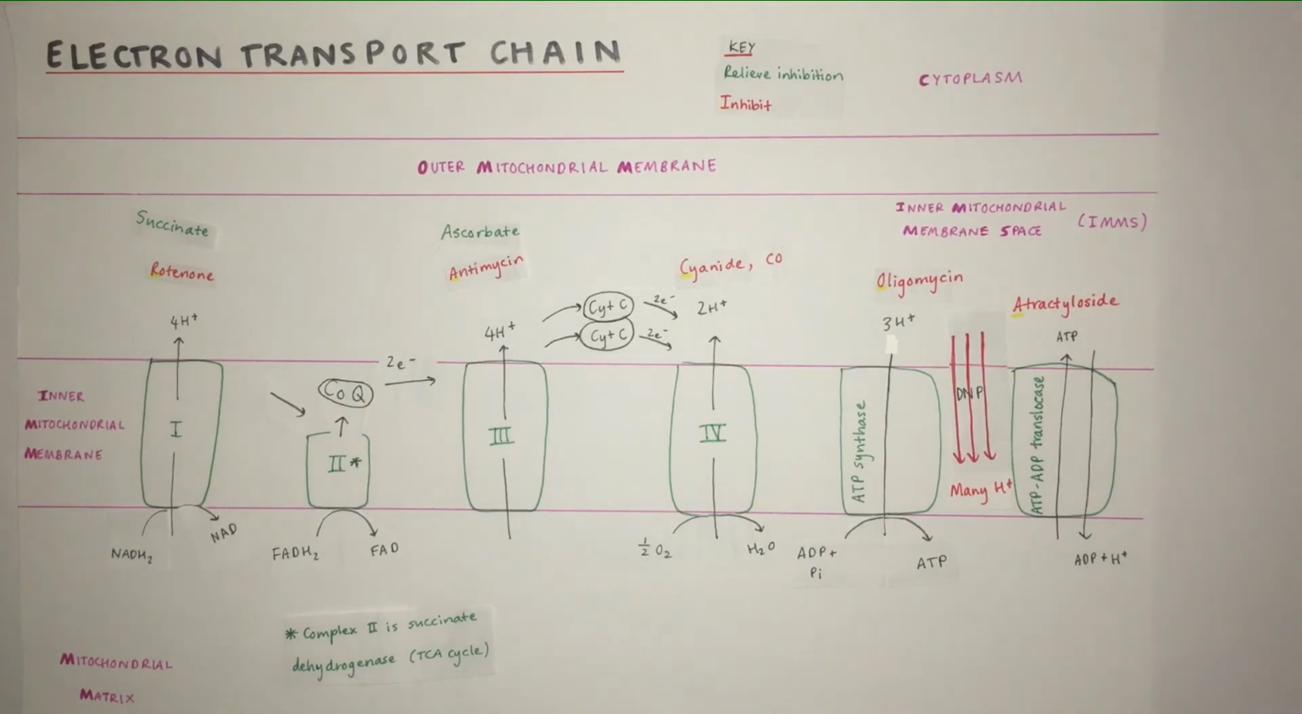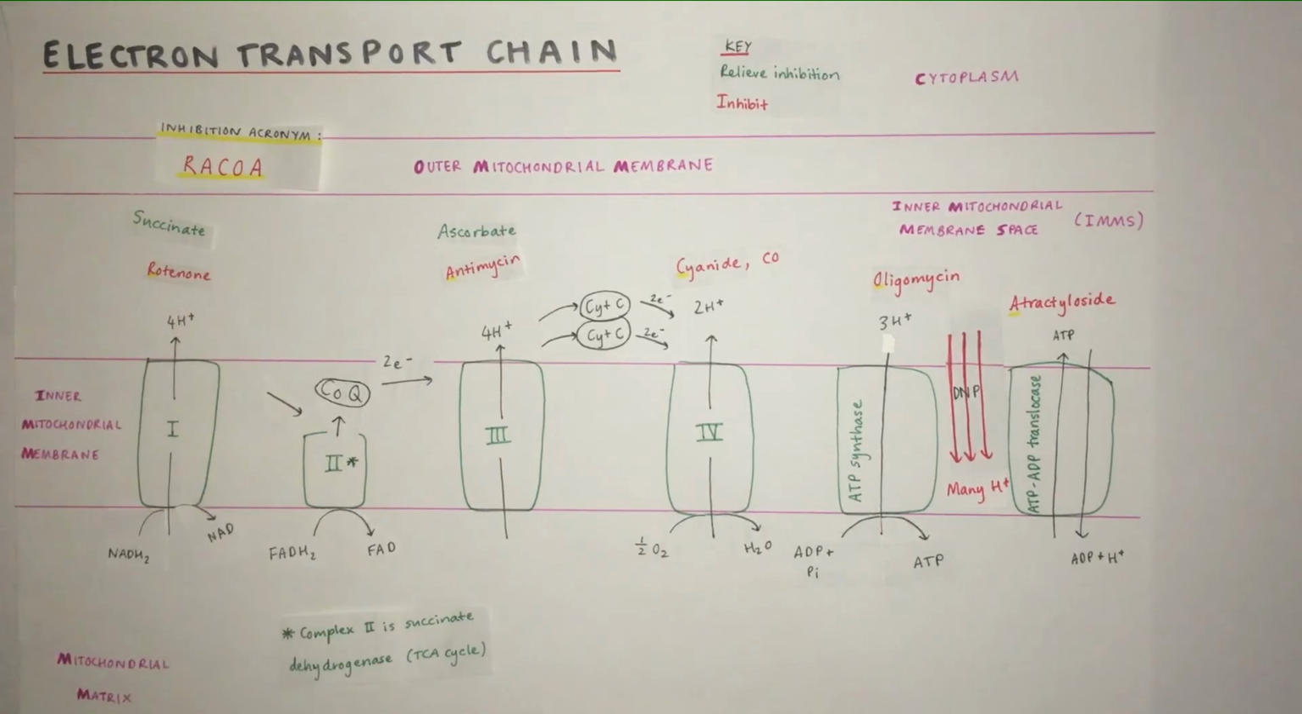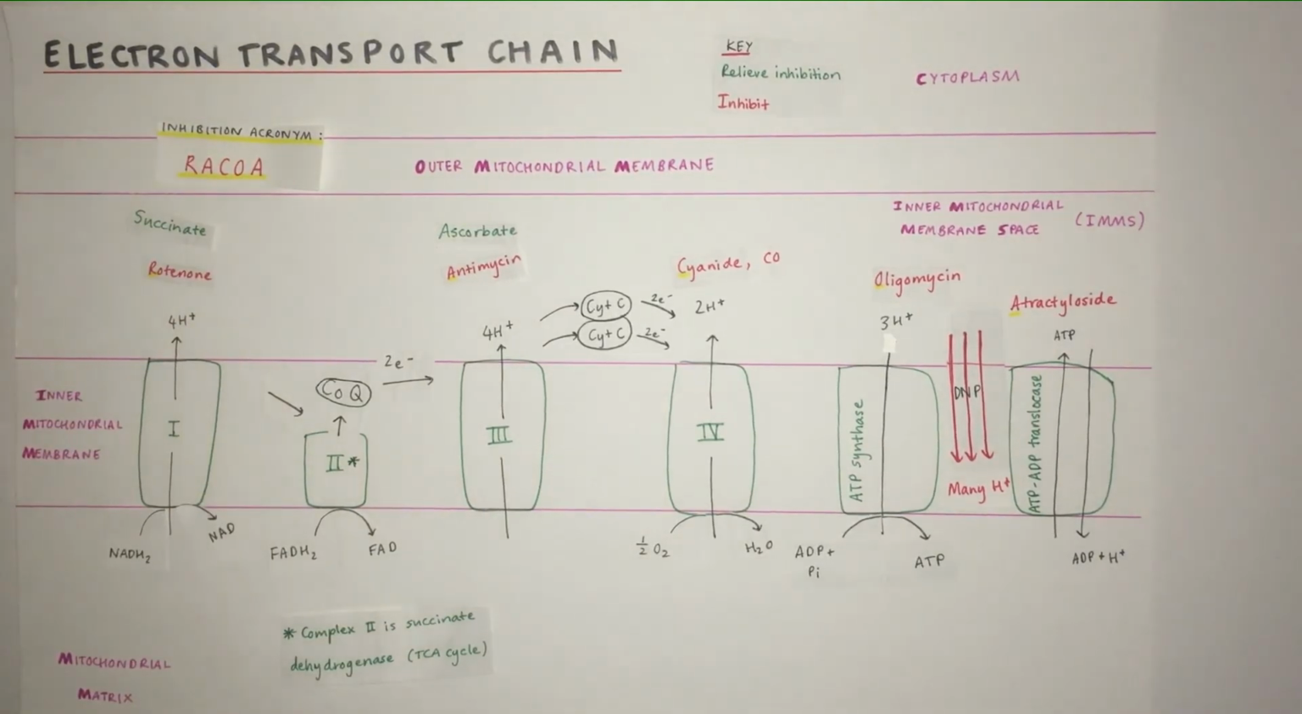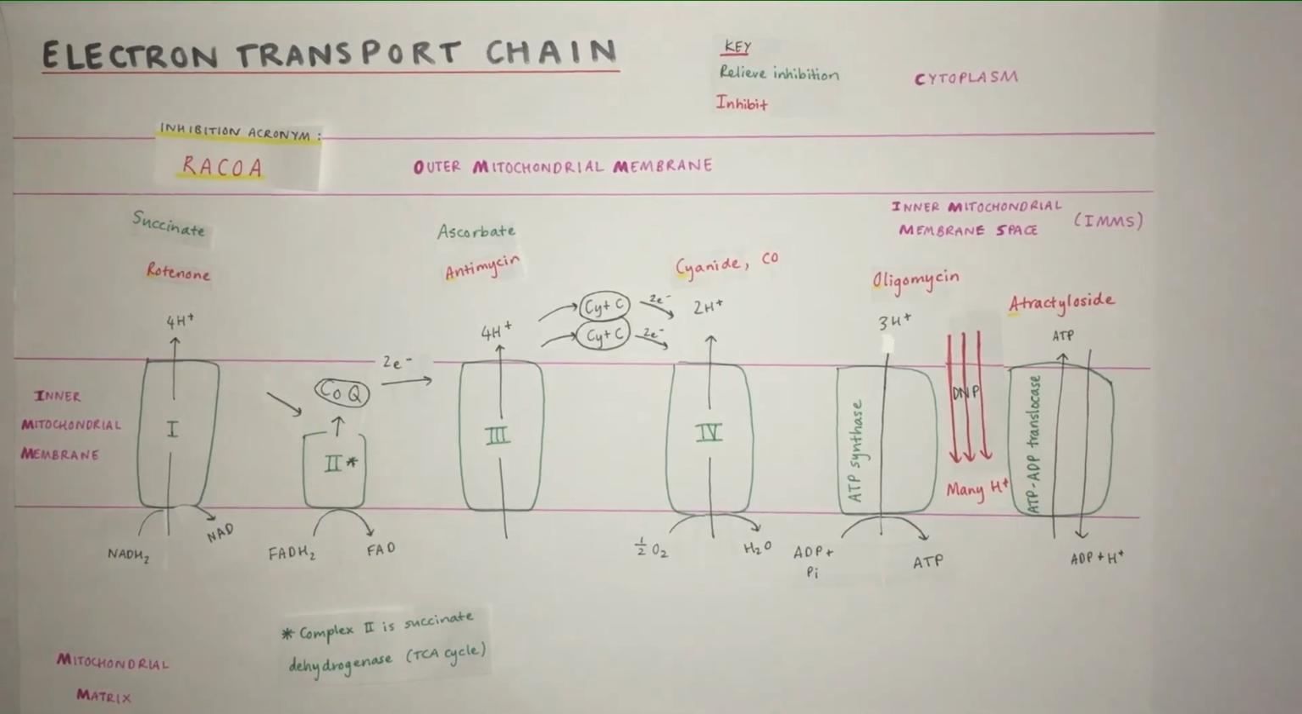To help you out with remembering the regulation, my inhibition acronym is RACOA. So across from complex 1 to ATP-ADP translocase, excluding complex 2, I put the first letters in a little acronym to remember: RACOA, rotenone, antimycin, cyanide and carbon monoxide, oligomycin and atractyloside. Those are the key things to know about the electron transport chain.